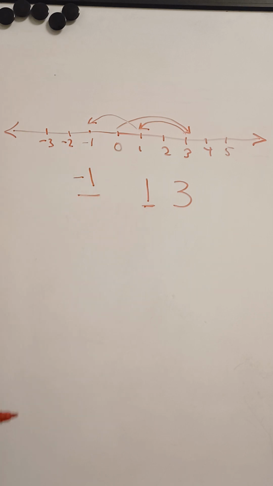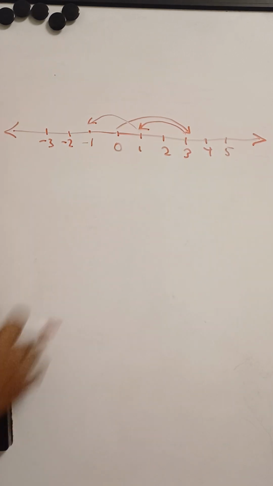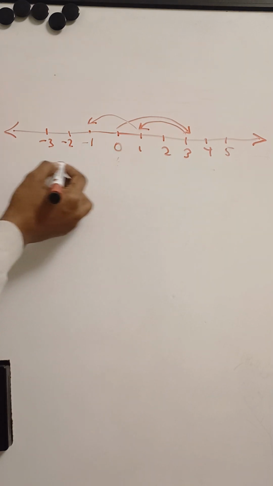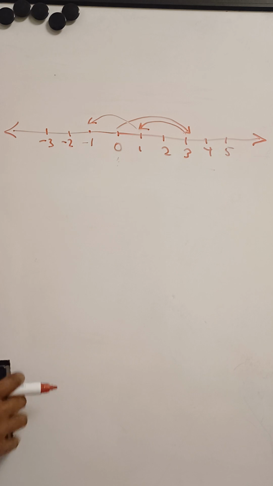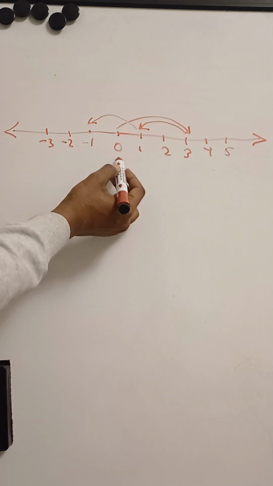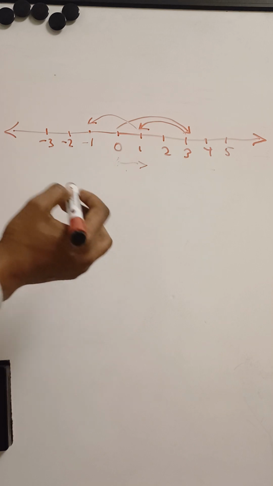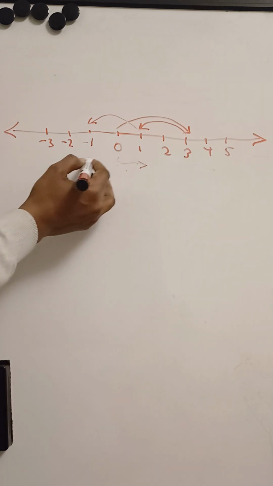So in the number line, starting from 0, when we move to the right, positive numbers. When we move to the left, negative numbers. So when I add numbers, I move to the right. When I take away, when I subtract numbers, I move to the left.